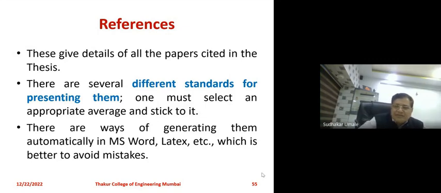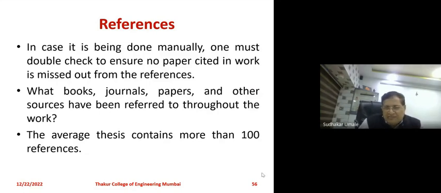In case it is being done manually, one must double check to ensure no paper cited in the work is missed out from the references. If you are using a reference but it is not indicated, that is not good. Whenever you use reference material, it must be cited in the references. If books, journals, papers, or other sources have been referred to throughout the work, you have to find out whether they are indicated or not. The average thesis contains more than 100 references.